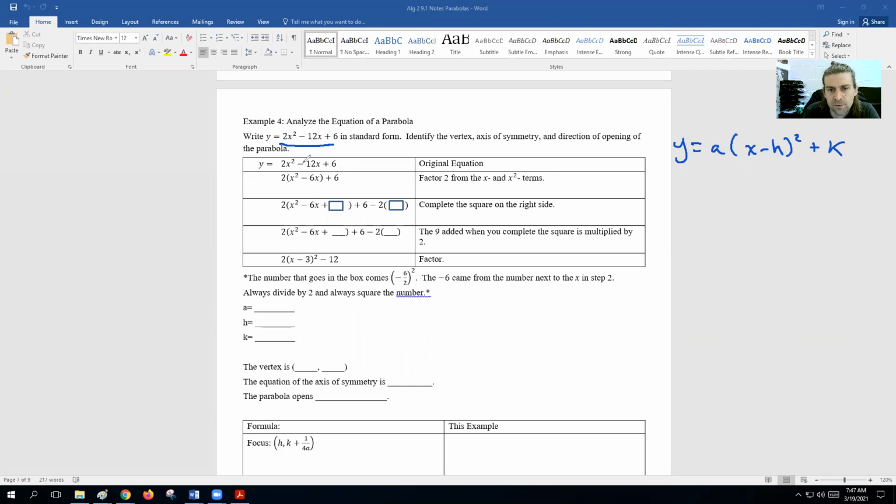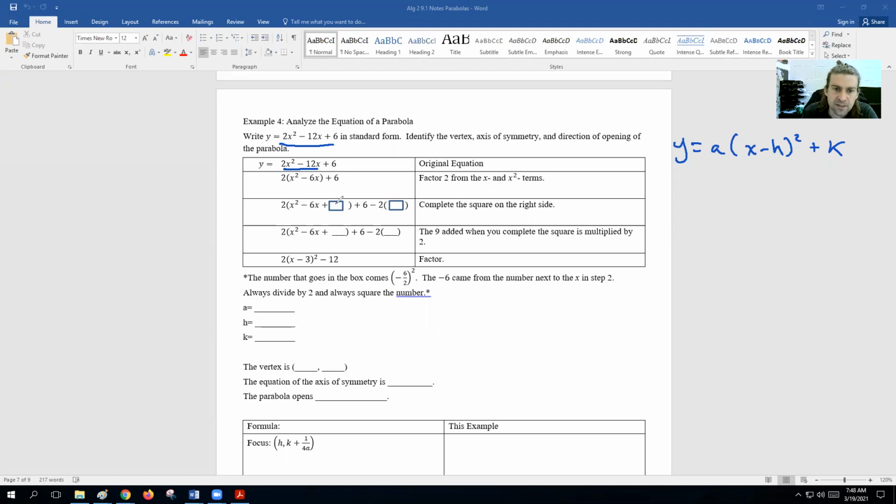Okay, the first thing that we're going to do is, if we have a number at the end, we're going to move that across. We're just going to focus on these two parts, the parts of the problem that have an x. If there's a number in front of that x squared, we're going to divide that out. So you can see if we factor out this 2, the 2x squared just becomes x squared, and the 12x just becomes 6x. Okay, next we need to complete the square.